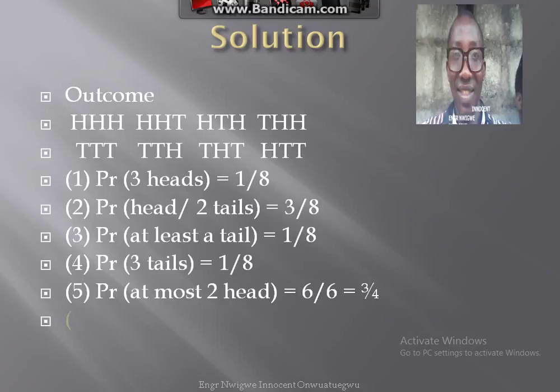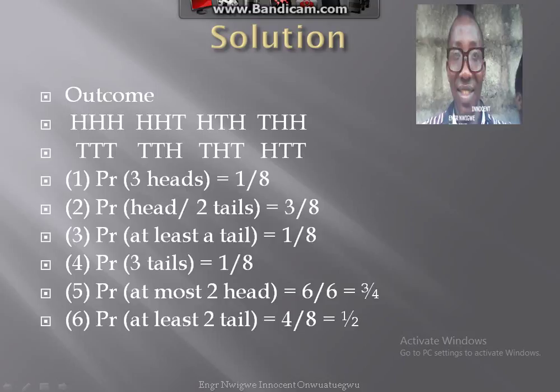The probability of at least 2 tails, where we have 2 tails, they are 4 in number: tail tail head, tail head tail, head tail tail, and tail tail tail. So we have 4 over 8, which gives us 1 over 2.